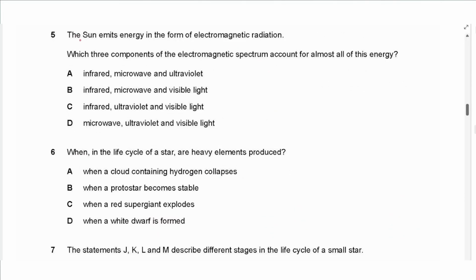The next question says the sun emits energy in the form of electromagnetic radiation. Which three components of the electromagnetic spectrum account for almost all of this energy? Most of the energy emitted from the sun is in the range of visible light, ultraviolet, and infrared. So it's not microwaves. Infrared, ultraviolet, and visible light, yes. So the answer is C.